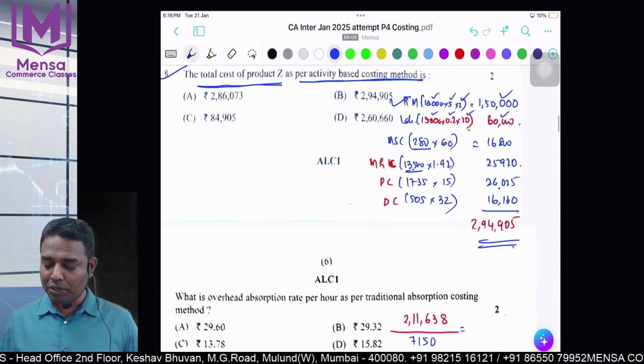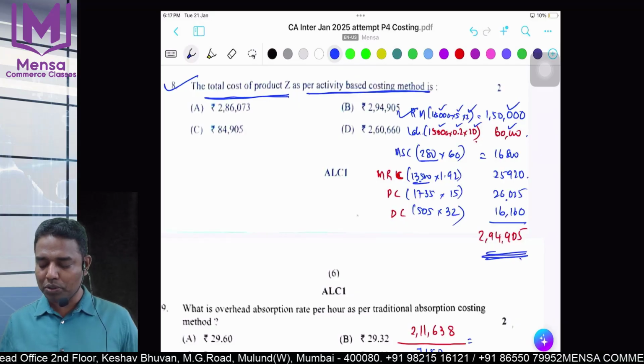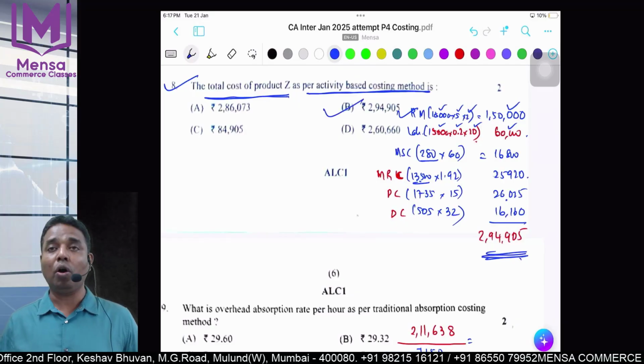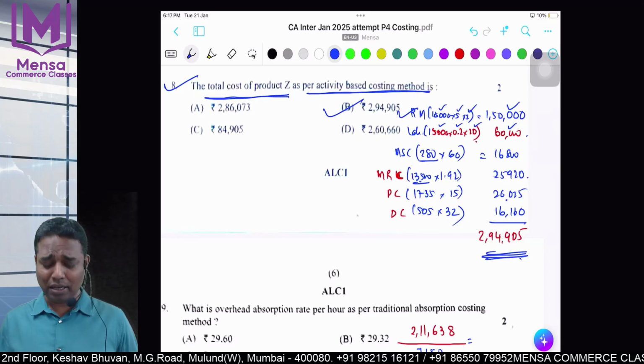If you do that calculation, that will come to 24,905, which is your option number B. I hope that clears that.